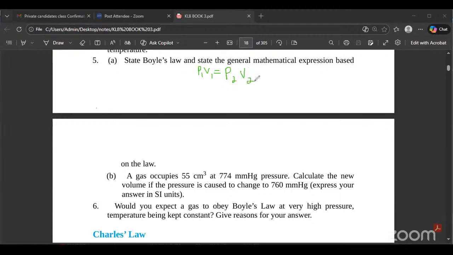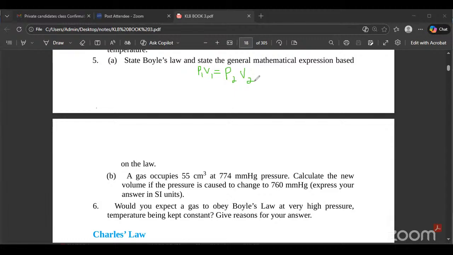So when you are told to state the law, you are supposed to state the law. And then you are supposed also to give the mathematical representation of that law. Yeah, it is very important. So we can now go to solving question number B. So we stated the law, we said this law states that the volume of a gas is inversely proportional to the pressure provided the temperature is kept constant. Or at a constant temperature, the volume of a given mass of gas is inversely proportional. Remember, inversely proportional. I must insist on that.